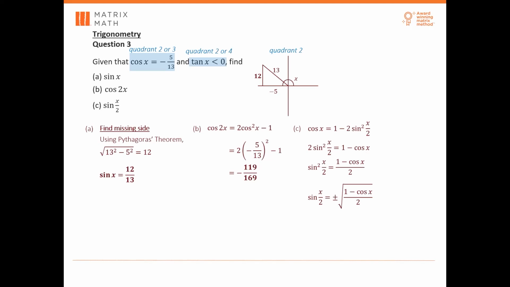Okay, so for quadrant 2, sine x over 2 equals the positive square root of 1 minus cosine x over 2. Okay, so replace your cosine x with -5 over 13. Key this in your calculator, you get 0.832.